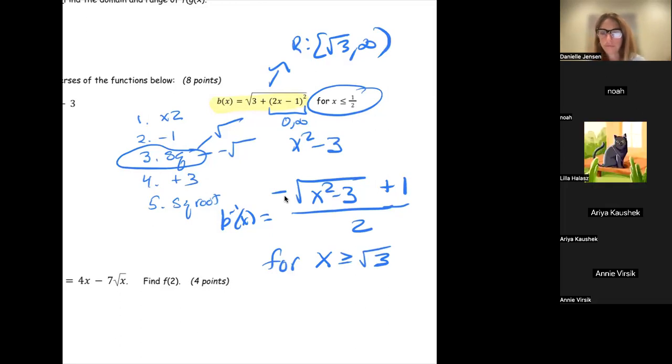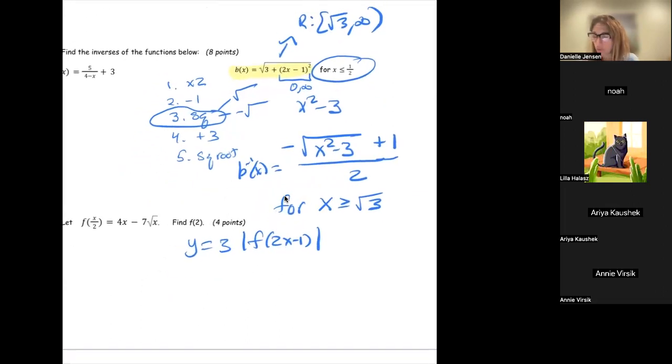For the practice questions that you put up in class today, for E, y equals 3 times the absolute value of f of 2x minus 1, is the range possible? It is. Let's go through that, because we always do the domain first. So what was the original domain? I think it was -3 to 2 inclusive.